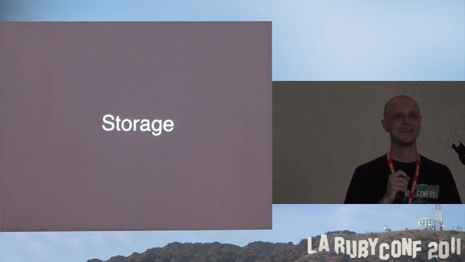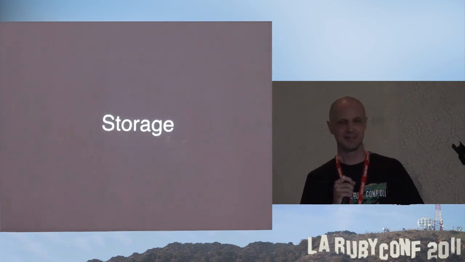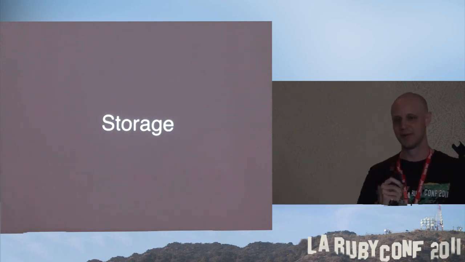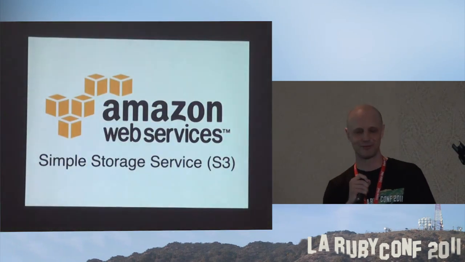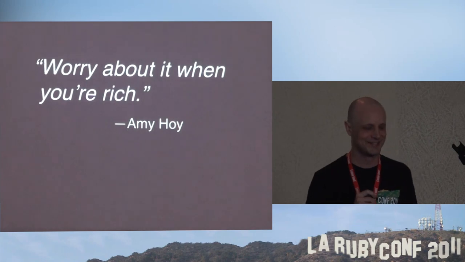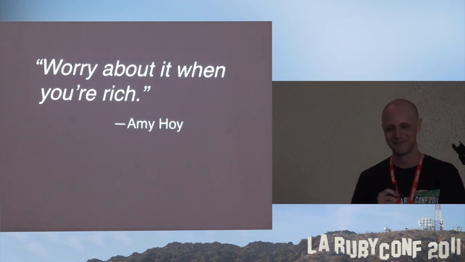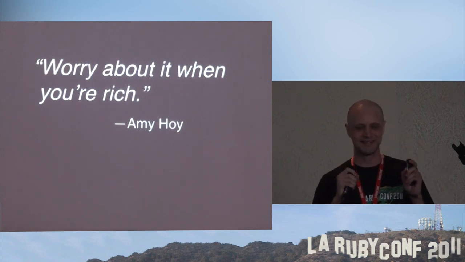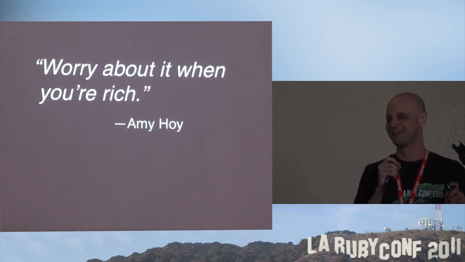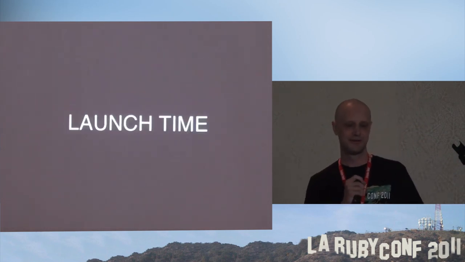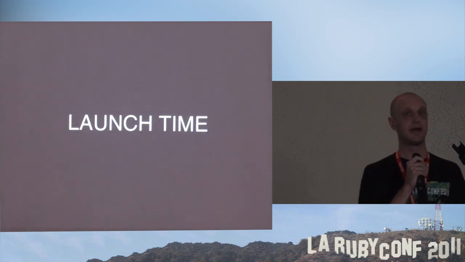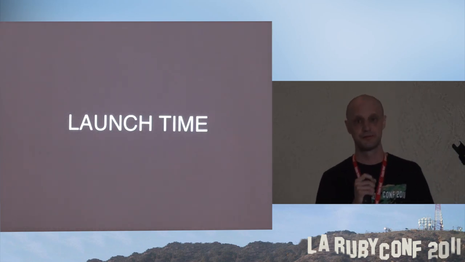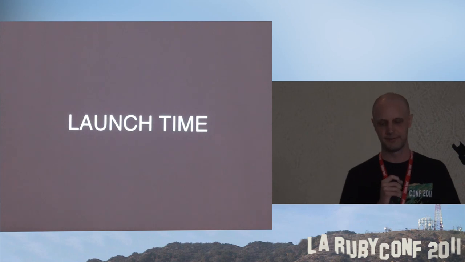Okay, storage. You're going to store it someplace cool and cheap, and you think you can do better than Amazon Web Services. You can't. Or you can, but worry about it when you're rich. Just use S3. So for launch time, I'm just going to make no decisions, just do the defaults, and just get something out there. So launch time came for the PDF. This is PDF sales for the Ruby on Rails 3 tutorial.